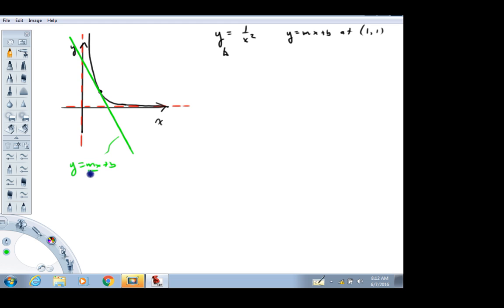First thing we need to know is the slope of that line, and we get that from what's called the derivative. So I'm going to start by calculating the derivative of this function by definition. All right, so dy dx, derivative of y with respect to x, is equal to the limit as h goes to 0 of f of x plus h minus f of x over h. So that's going to be 1 over x plus h squared minus 1 over x squared, over h. That is the limit definition of the derivative.